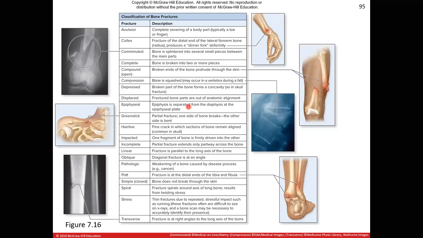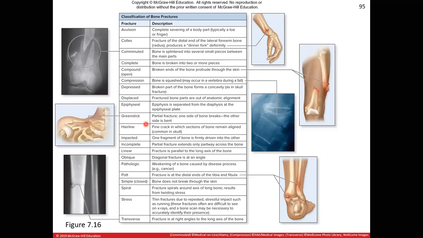A greenstick is a really good description of a fracture that we often see in younger children, mainly because the name itself really tells us exactly what it is. When you think about a twig or a branch and you try to break a dead one, essentially it snaps and it breaks.